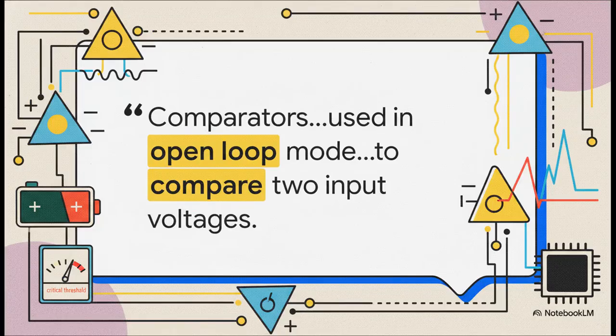Op-amps can also be used for straight-up decision-making. A comparator doesn't really amplify a signal in a smooth, linear way. It just compares two voltages and tells you which one is bigger. This is absolutely perfect for things like a low battery warning. You just set one input to a fixed threshold, like 3.0 volts. The other input reads the actual battery voltage. The second that battery drops below 3.0 volts, the comparator's output flips, and the microcontroller gets a simple digital alert. It's time to turn on that warning light.